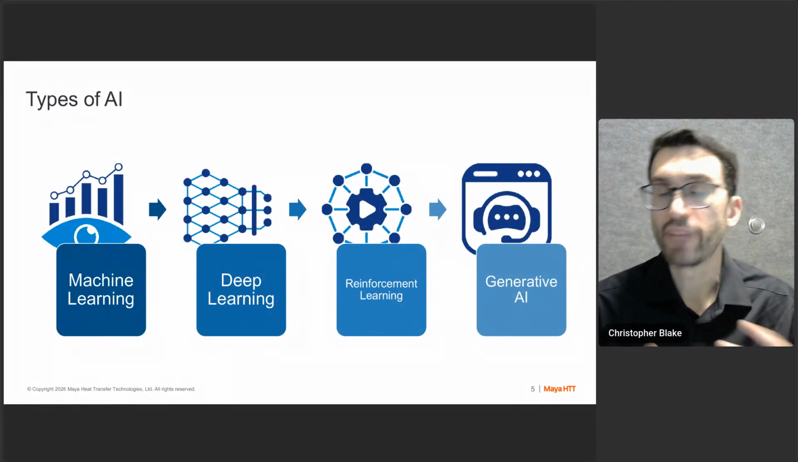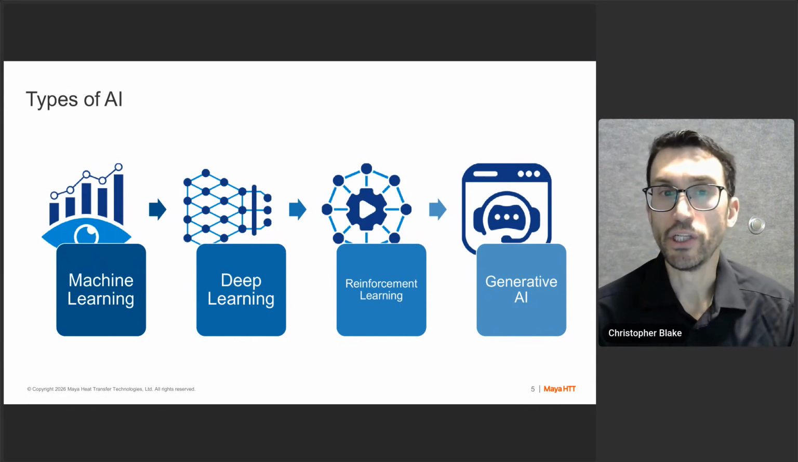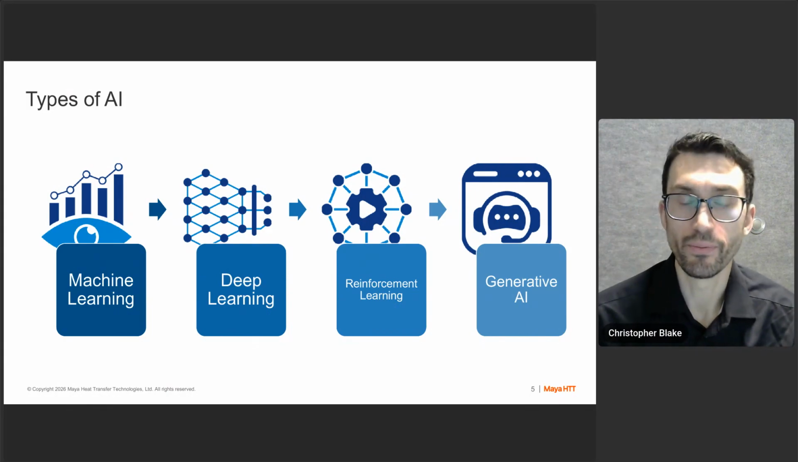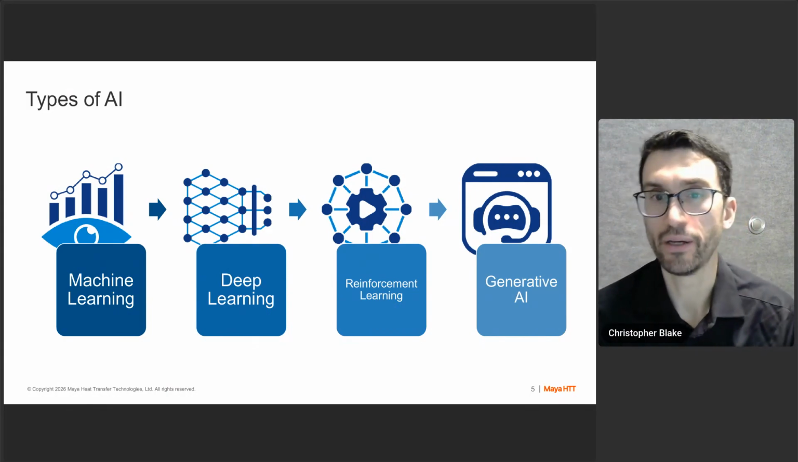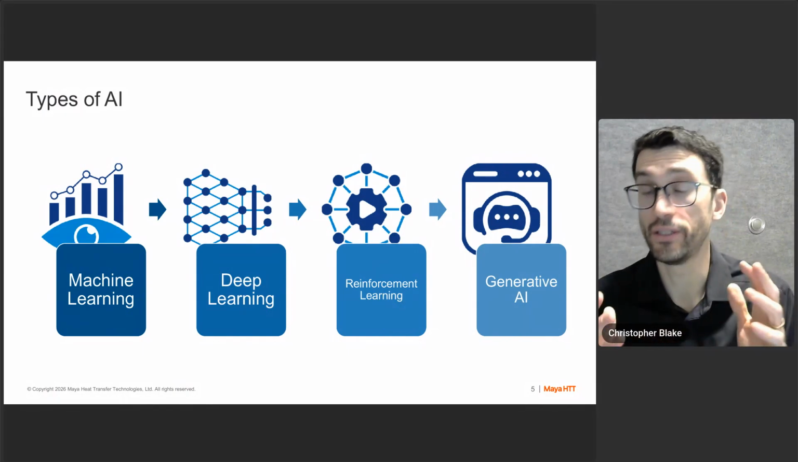There are different categories of AI. Here are just a few of them. Machine learning refers to algorithms that can identify patterns in data for prediction or optimization or for categorization of data.